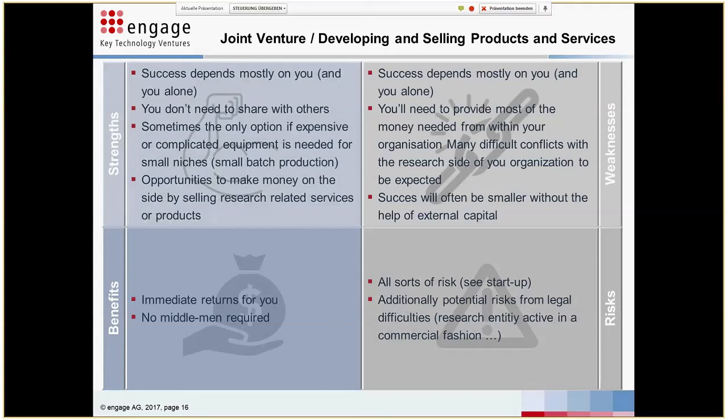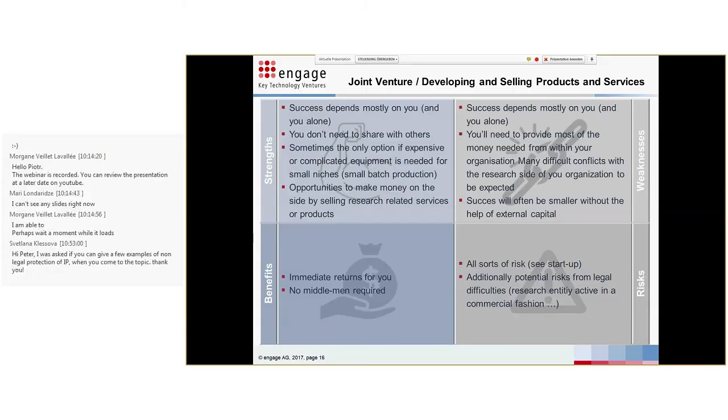The downside is that you will need to provide most of the money needed from within your organization for all the jobs involved, also the commercial aspects. You might have to take out insurance for the quality of your product and things like this. And this will also create some difficult conflict within your research organization, because you do a lot of things differently than a scientist will do.